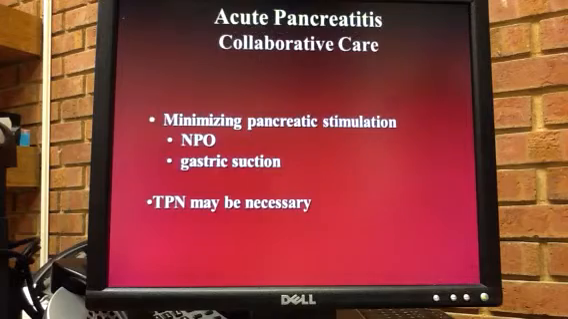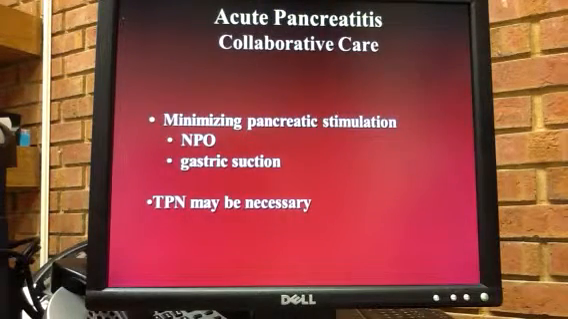We want to minimize pancreatic stimulation, so the patient's going to be NPO. Oral feedings are resumed when the patient is much improved, when the patient's serum amylase levels have gone down and there is no paralytic ileus. If we feed this patient too soon, it'll exacerbate the disorder because it causes the pancreas to release its enzymes to help in digestion, and it can actually inflame the pancreas even more.